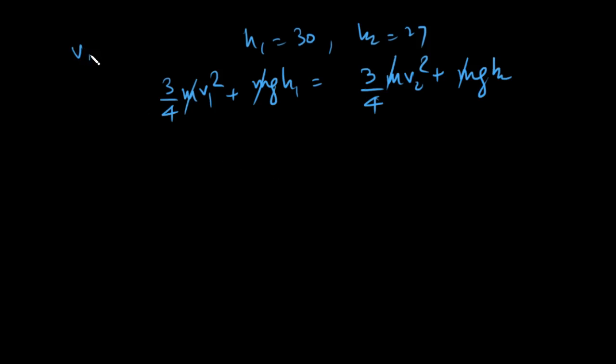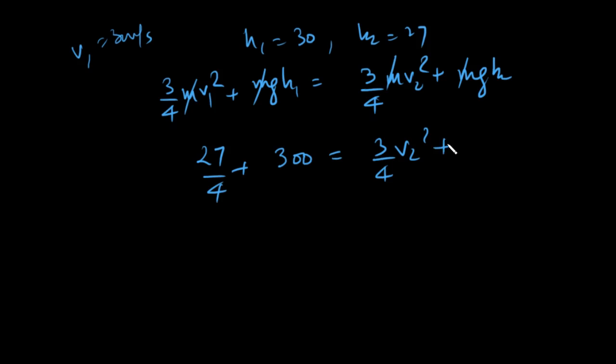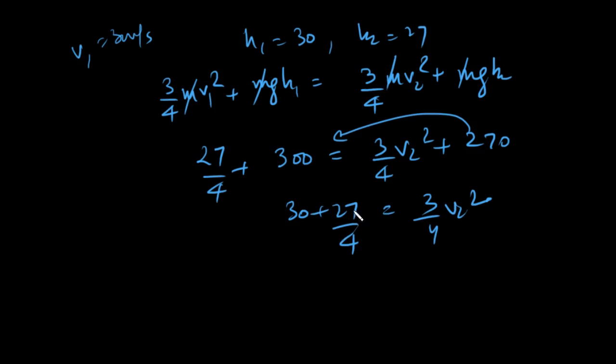What is v1? v1 was 3 meters per second, right? So 3 into 9, 27 by 4 plus g was 10, right? So 300, this would be equal to 3 by 4 v2 square plus 270. This goes here. So we have 30 plus 27 by 4. This would be equal to 3 by 4 v2 square.